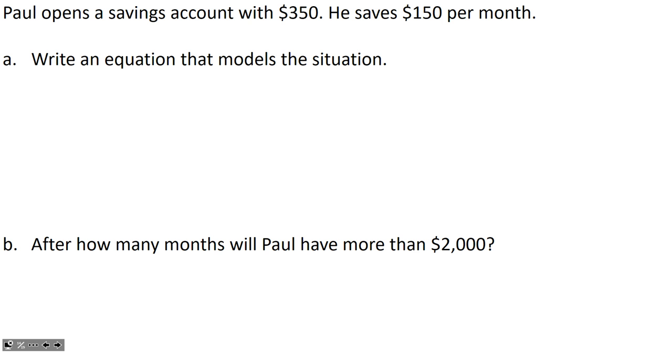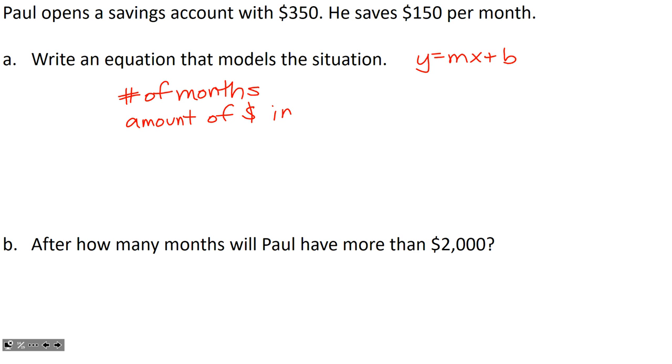Okay, another word problem. Paul opens his savings account with $350. He saves $150 per month. So you're going to use y equals mx plus b again for this one. Write an equation that models the situation. First, you need to think about the variables. What could change here? In this case, the number of months could change, and also the amount of money in the account.